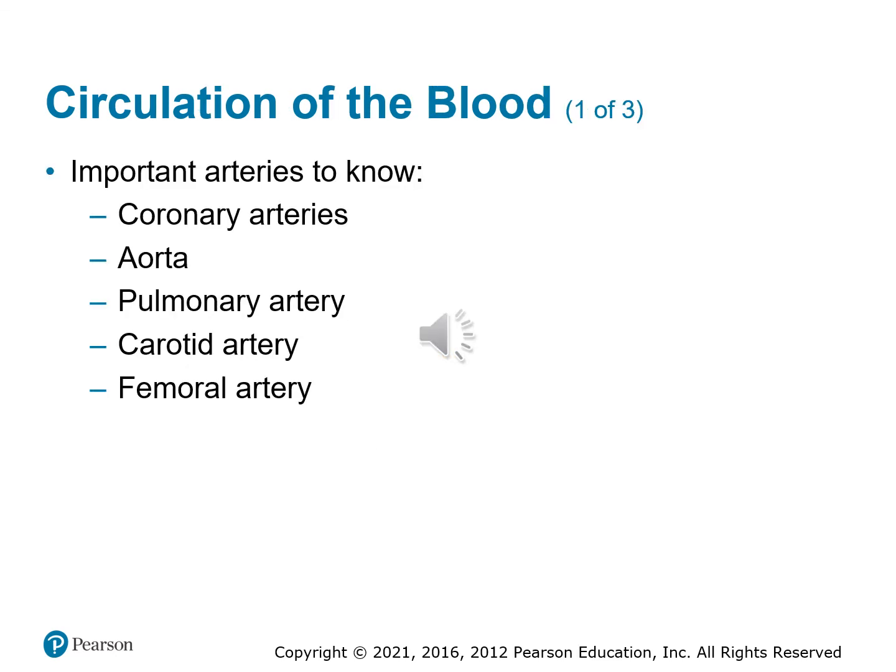So I already mentioned kind of how that blood flows, but knowing the names of these vessels is also going to be important. So we have the coronary arteries. The coronary arteries are what feed the heart muscle itself with blood. The aorta is the large vessel that comes off of the left ventricle, pumping blood to the rest of the body. The pulmonary artery is the vessel that comes from the right ventricle, traveling to the lungs.